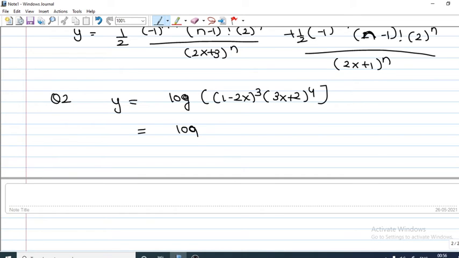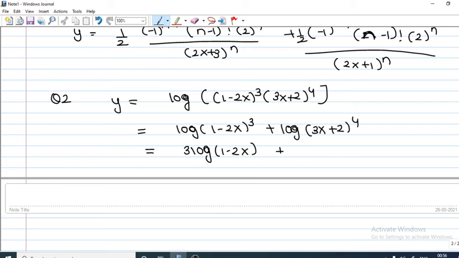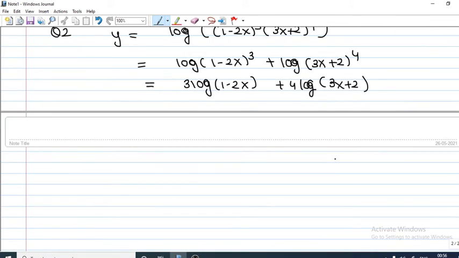So using the logarithmic product properties, I can write it as 3 log of 1 minus 2x plus 4 log of 3x plus 2. Don't you agree? It's just how comfortable you are in using logarithmic properties. So we are done with this manipulation. Now it's entirely about remembering your formula.